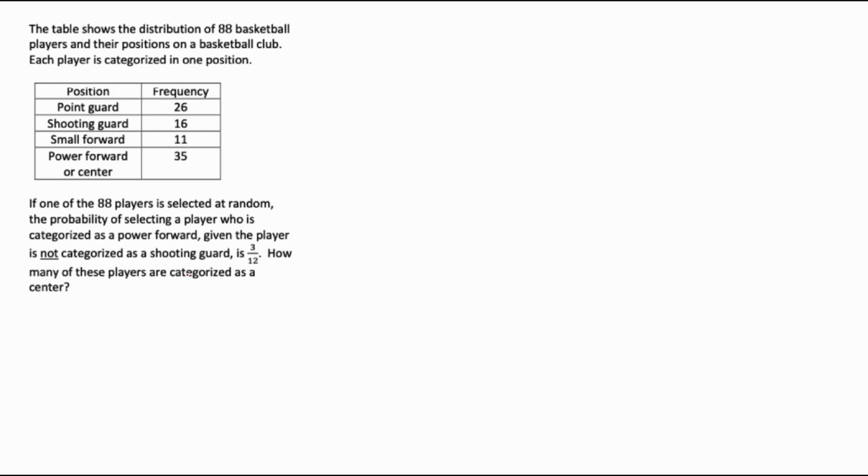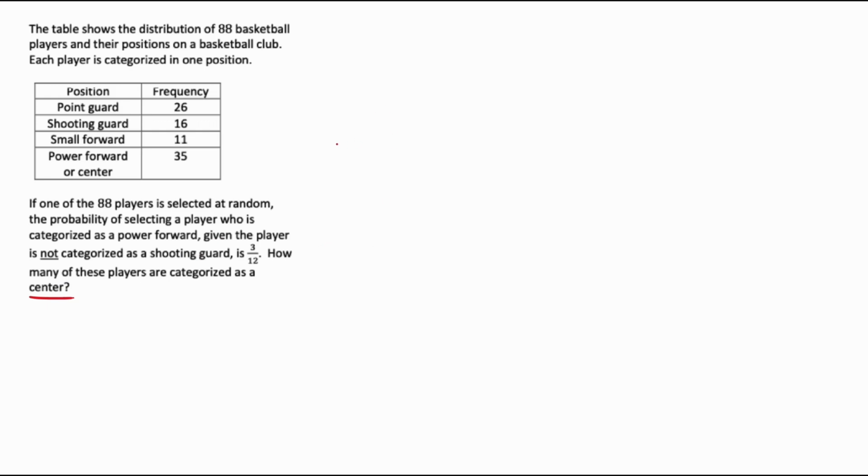Now you'll notice the issue here that makes this problem challenging is that we only have a combined frequency for power forwards and centers. We don't have the individual numbers. So how are we going to find the number of centers individually? Well, we're going to use this first piece of information that they give us, which says that the probability of selecting a player who is categorized as a power forward is 3 out of 12.